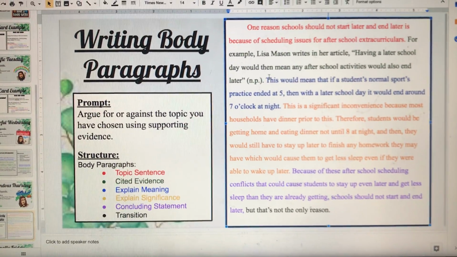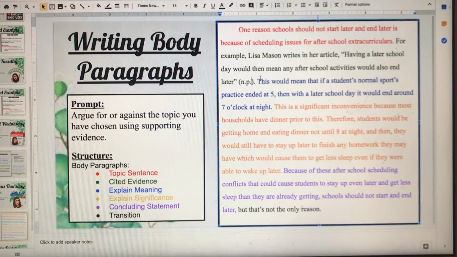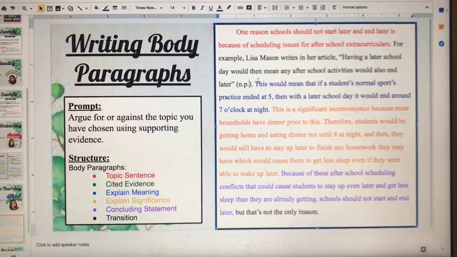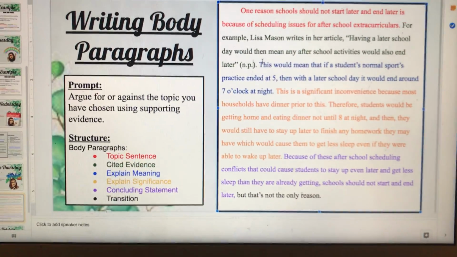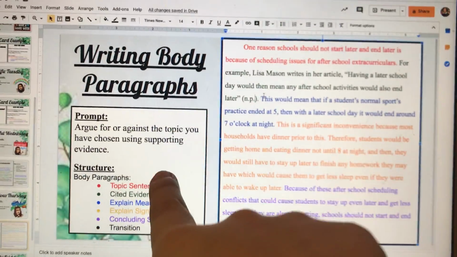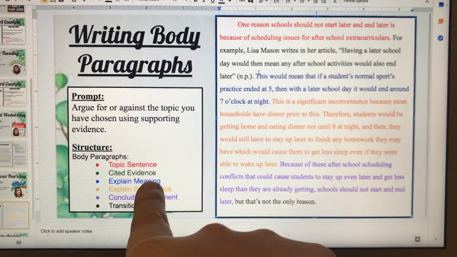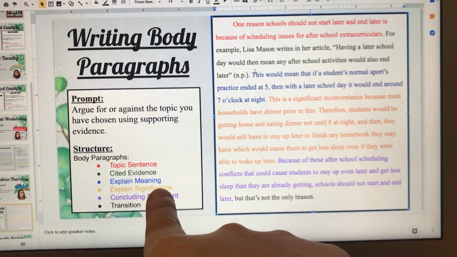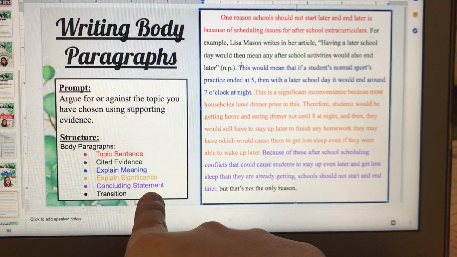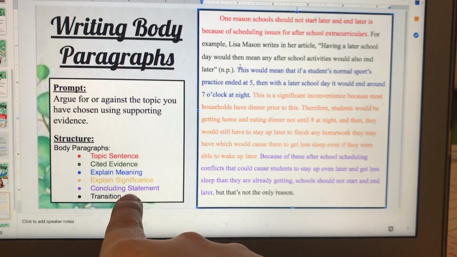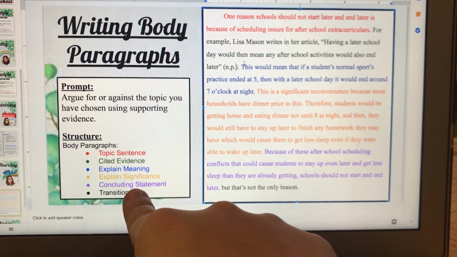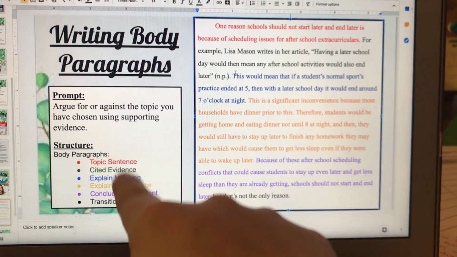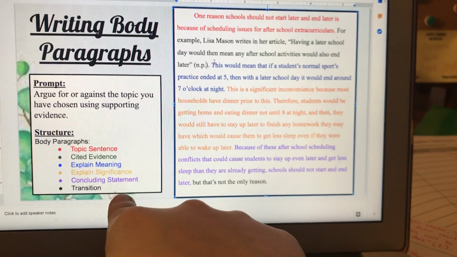I hope this helps. Your body paragraph should look like this when you are done. Not necessarily the color-codedness, but it should have the topic sentence, the cited evidence, the meaning explanation, the significance explanation, the concluding statement, and transition. All in all, your body paragraph can be no less than 6 sentences. It must be 6 sentences because it has these 6 things.